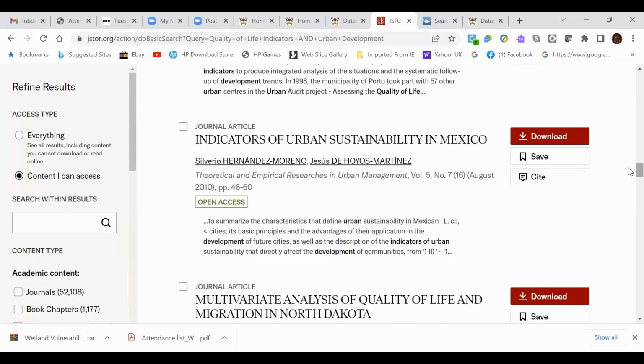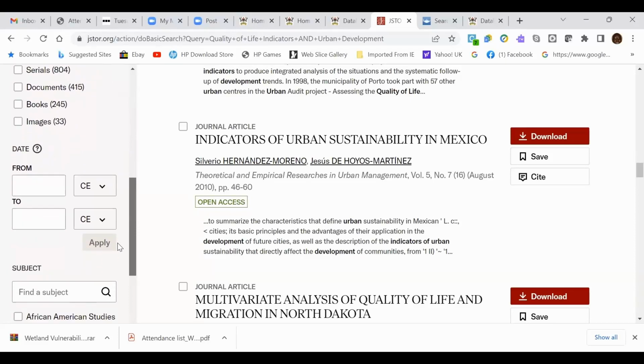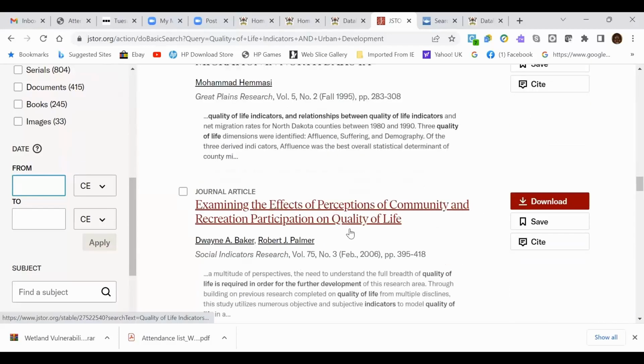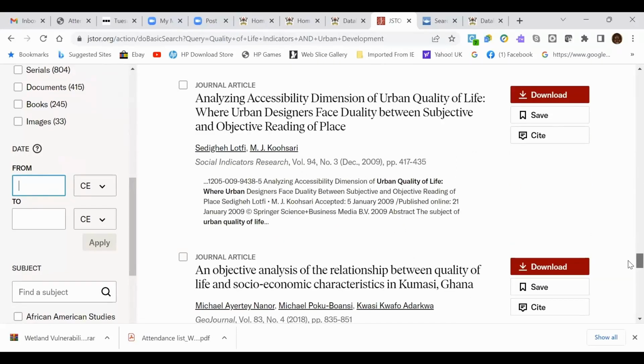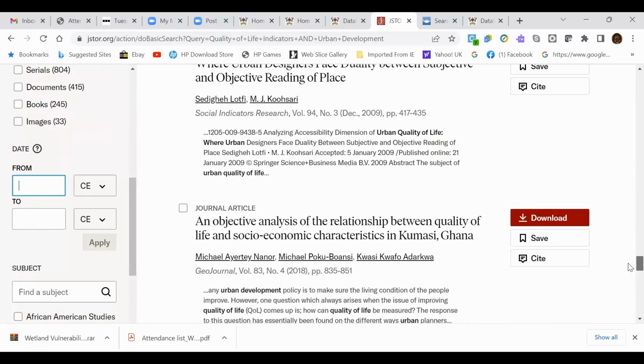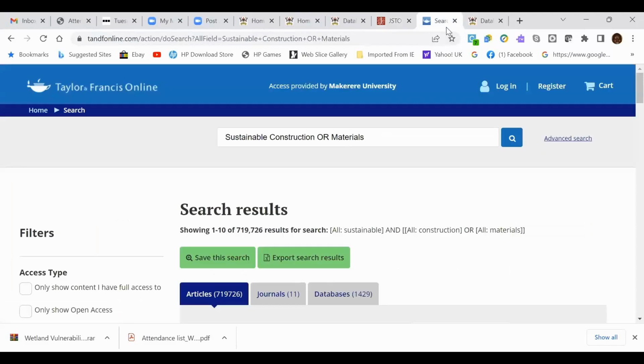So the various journals, if you look to the left, we can get journals, you can get book chapters, you can get research reports, you can even define the dates you want to look at. So you can probably say from 2015 or 2020 or whatever. So this is how this resource operates. For whatever research you want to get involved in, you can access as much of the literature as you need.